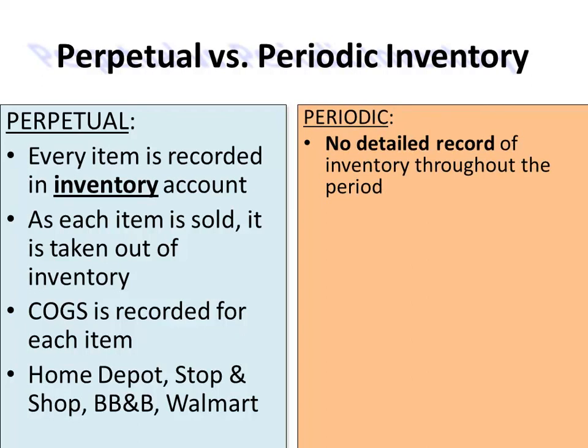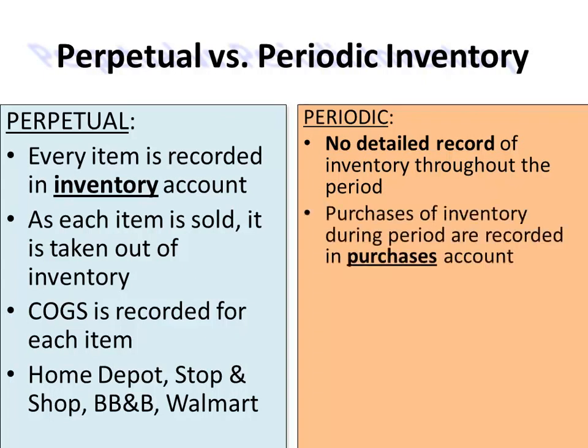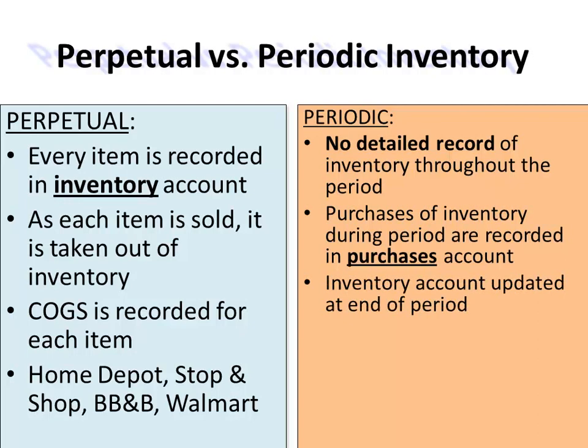So during the period, what are you recording? What's the only thing you record during the period as far as when you make a sale? Is the sale itself. You record the sale itself. When you purchase inventory during the period, where do you put that inventory? Purchases account. Okay, so purchases of inventory are recorded in a purchases account. Inventory, this is what you had asked, right? The inventory account is updated once per period, and that's at the end of the period.